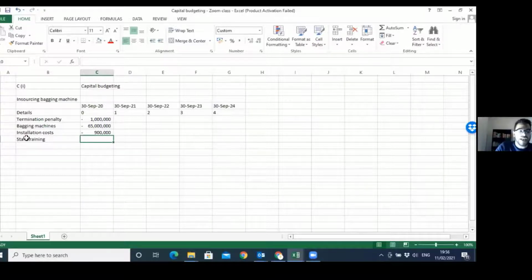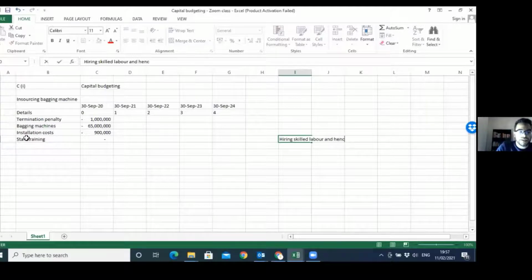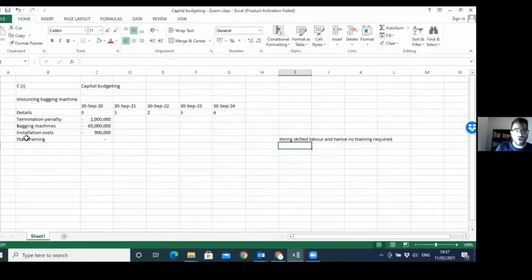But because there's nothing, we show 0, and we leave a reason. We will say hiring skilled labor and hence no training required. So now they know why you're putting in 0. They don't assume that you're putting in 0 because you did not know what you were doing, but they know you're putting in 0 because of that reason on the side.